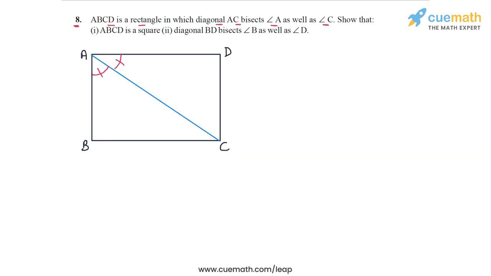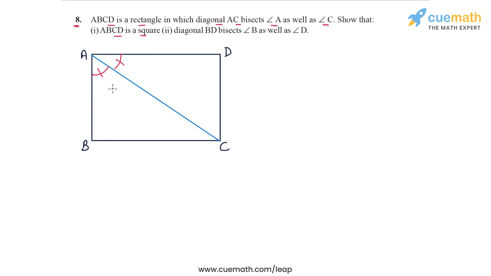In question 8, we are given that ABCD is a rectangle in which the diagonal AC bisects angle A as well as angle C. So I've drawn this figure for you in which ABCD is a rectangle and the diagonal AC bisects angle A. It also bisects angle C, but I have not shown that here. And this means that angle BAC and angle DAC are equal. Now we have to show that ABCD is a square.